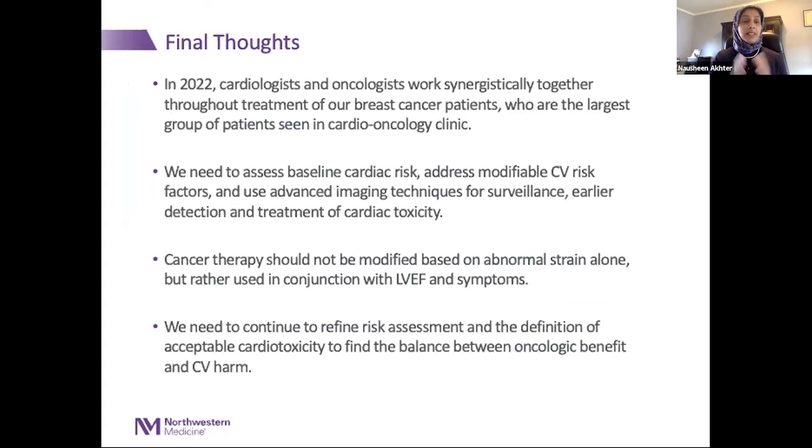So some final thoughts. In 2022, cardiologists and oncologists are working synergistically together throughout the treatment of our breast cancer patients, who are the largest group of patients that we see in cardio-oncology clinic. We need to assess baseline cardiac risk, address modifiable risk factors, and use advanced imaging techniques for surveillance, earlier detection, and treatment of cardiac toxicity. Cancer therapy should not be modified based on abnormal strain alone, but rather be used in conjunction with LVEF and symptoms. We need to continue to refine our risk assessment and definitions of what is acceptable cardiotoxicity in order to find that balance between oncologic benefit and cardiovascular harm.